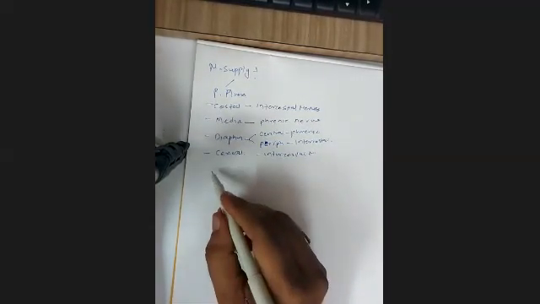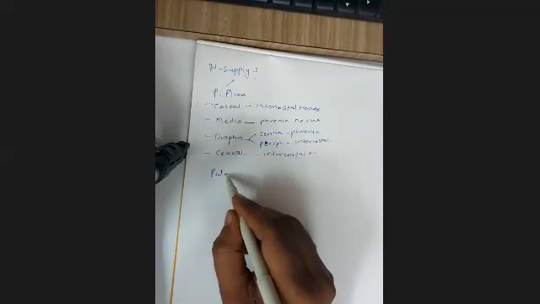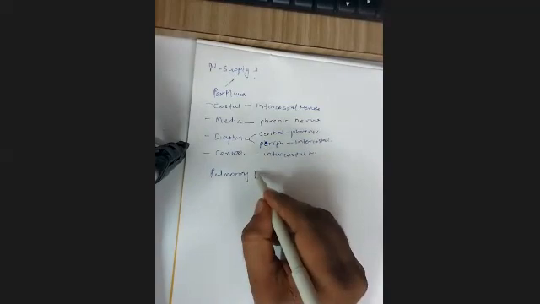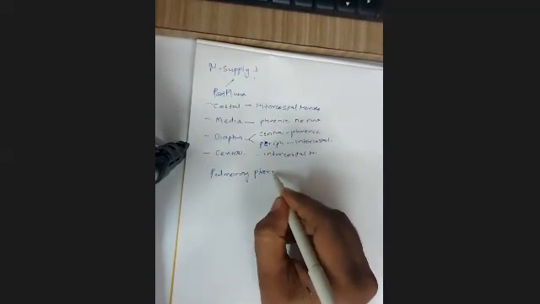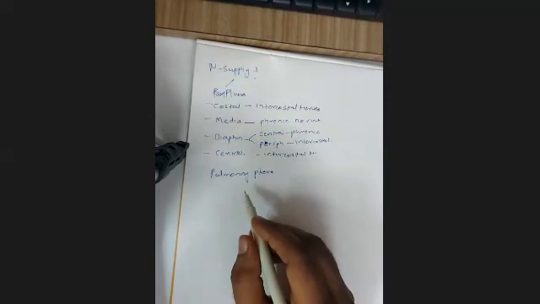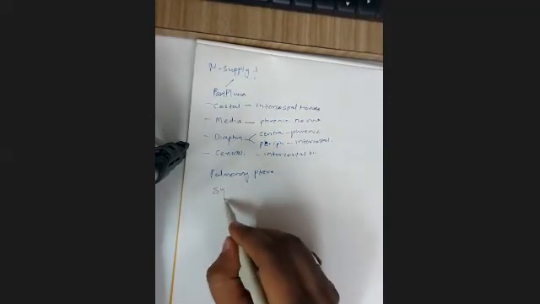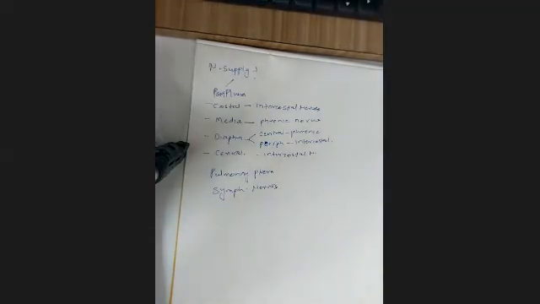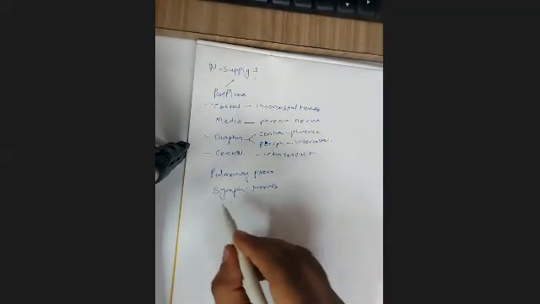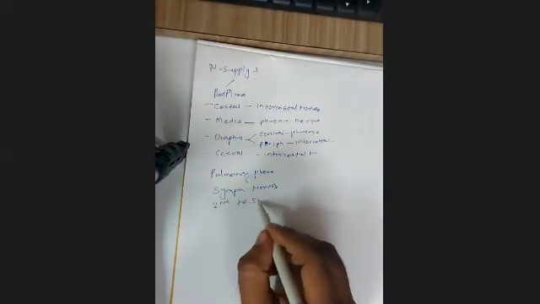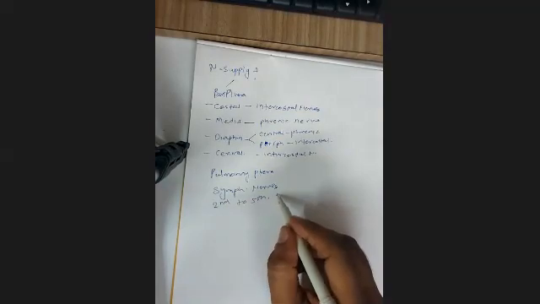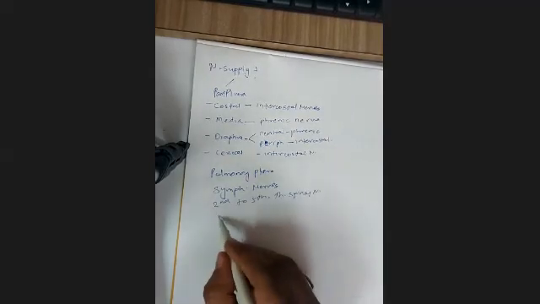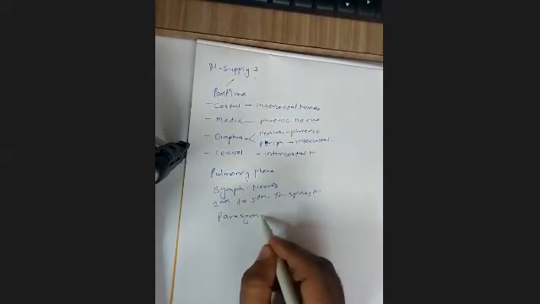Now, this was the nerve supply of the parietal pleura. If we see the nerve supply of the pulmonary pleura, it is supplied by the sympathetic nerve. Okay. Sympathetic nerves derived from the second to fifth thoracic spinal nerves. And parasympathetic is from the vagus.